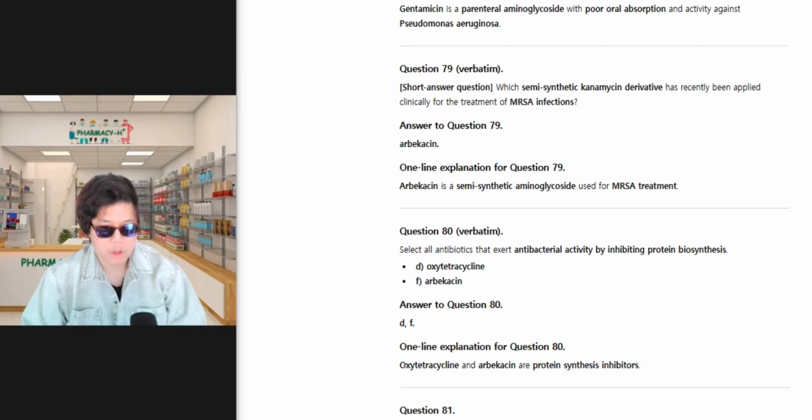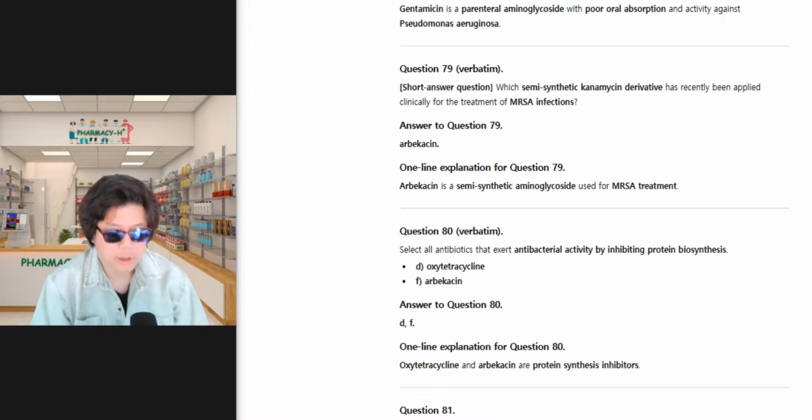Question: which semi-synthetic kanamycin derivative has recently been applied clinically for the treatment of MRSA infections? Answer: arbekacin. Explanation: arbekacin is a semi-synthetic aminoglycoside used for MRSA treatment.